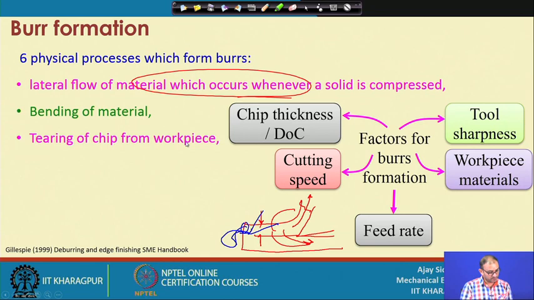Tearing of chip from the workpiece. This happens mostly in brittle material, because now consider this is the machining of a brittle material, and there is crack propagation. This is the crack generated during the machining. If you continue this crack, it will be present at this location. When your tool is here, at that time this crack has already crossed this particular workpiece end. So this whole thing will bend here and then create a burr formation. So this is also one of the reasons.